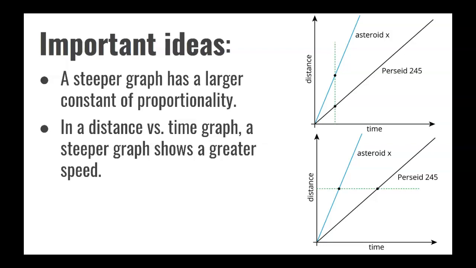So you can look and see that asteroid X has a greater speed than Perseid 245. It's traveling a further distance in the same amount of time. Or you could say it takes less time to go the same amount of distance.